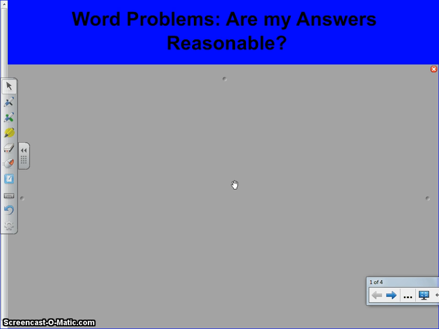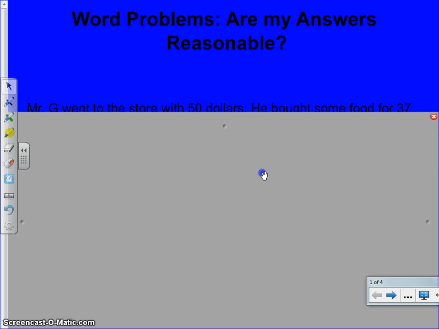And now, in word problems, we're going to start asking ourselves, are my answers reasonable? What I mean by that is, as I'm solving these problems, I want to know, does my answer make sense? When I put an answer on paper, does it match the question? Am I answering the right question? And does my addition or my subtraction, does my computation make sense? Does it work?